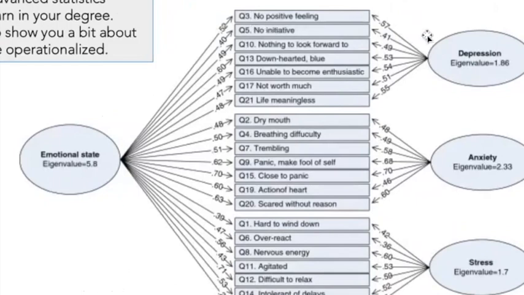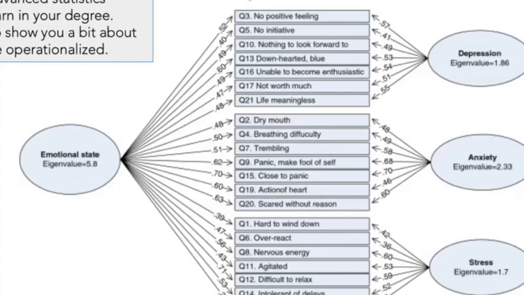See, for example, a depressed person might have no positive feeling, no initiative, nothing to look forward to, feel downhearted, be unable to become enthusiastic, feel like they are not worth much, and might think their life is meaningless. So these are all things that you can ask from the person.